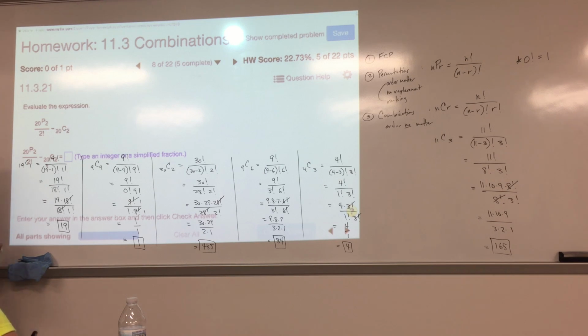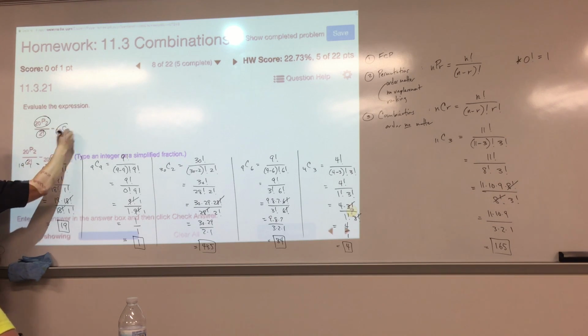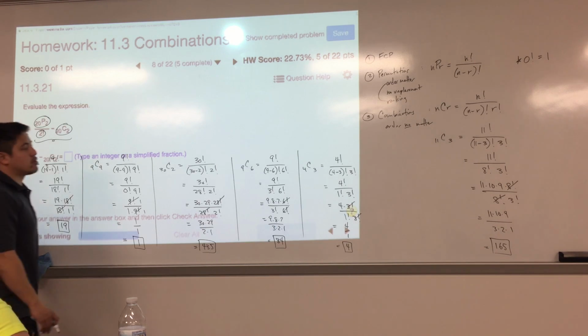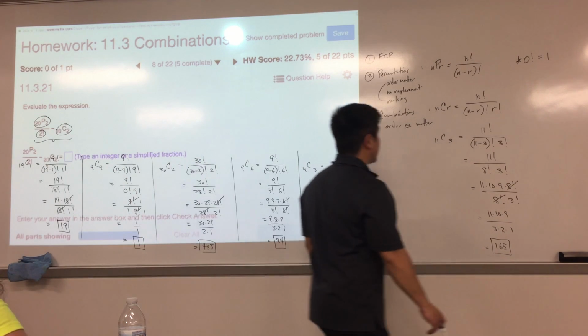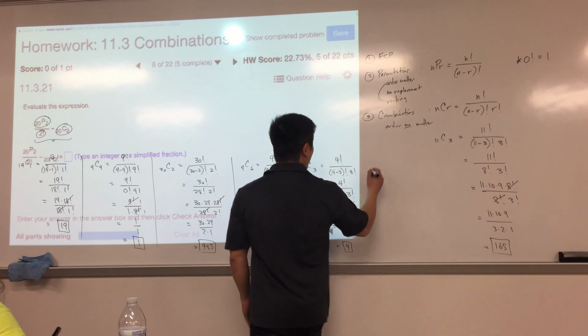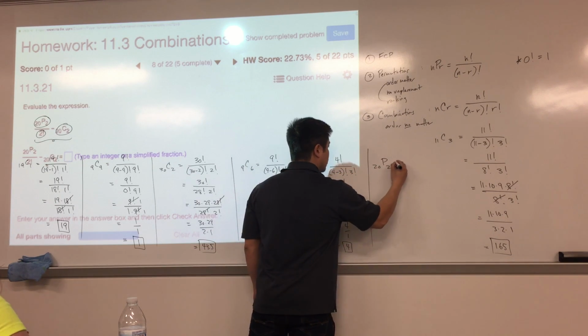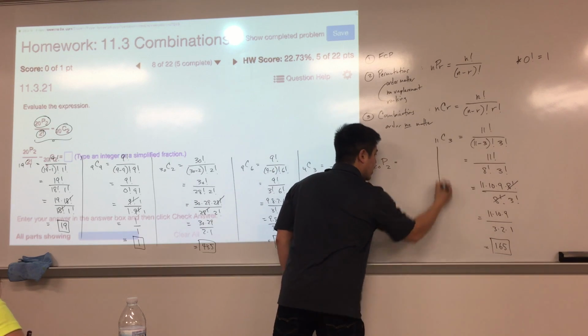What do we have to do? What are the parts of this problem? We're going to need to calculate 20P2. We're going to have to divide that by 2 factorial. We're going to have to calculate 20C2, and then we're going to have to put it all together. Does that make sense, guys? Okay, so let's go do this. A little practice in permutations, right? So let's go do 20P2.